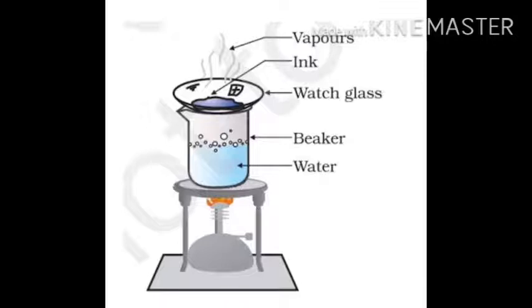This method can be used to separate a non-volatile component, a solute, dissolved in a volatile solvent. For example, this technique is used on a commercial scale to obtain common salt from sea water or lake water containing common salt. Sea water is collected in open shallow beds during high tides and allowed to evaporate in the hot sun. The salt left behind is collected, purified in factories and sold in the market.